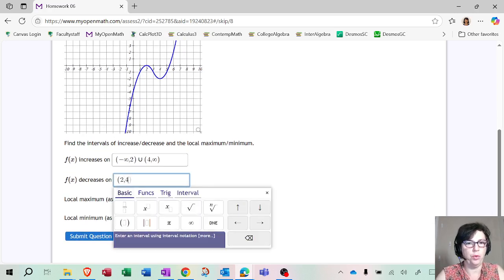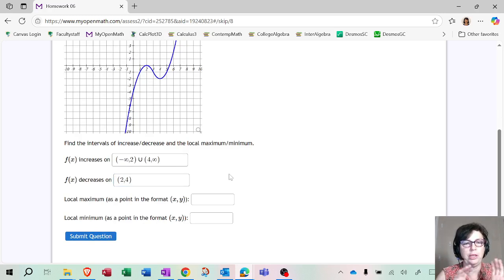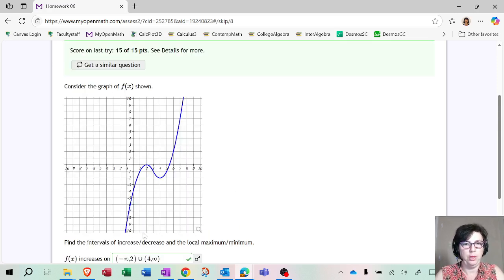So this is where it goes, 2 and 4. Remember, all of that is always parentheses. You don't ever include the endpoints. Now, the maximum was that hill, and that was the point (2, 0). And the minimum was the valley, which is (4, -2), right? Okay, so let's check that out.